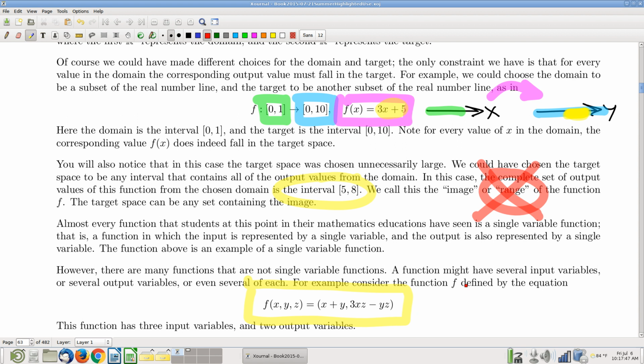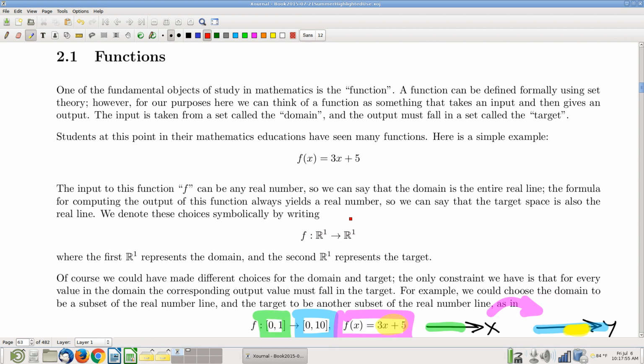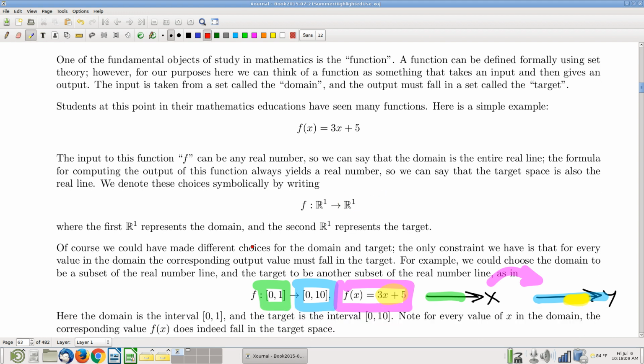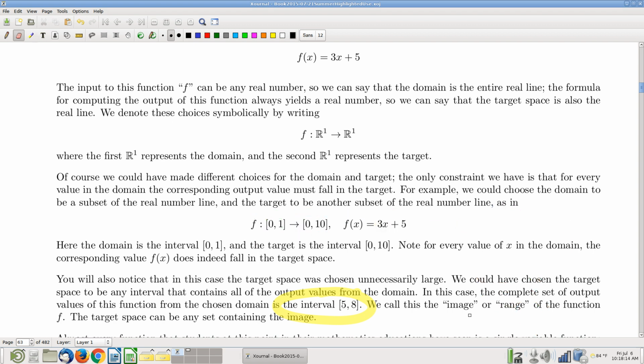Yeah. What's the point of the target if the real thing we're interested in is the image? Yeah, no, that's a great question. So let me see if this is where you're going with this question. Why should I ever talk about a target that's bigger than it needs to be? Why wouldn't I just throw away target and just always use image? Right? In an ideal world, yes. But in reality, I don't want to have to create for myself a math problem every time I just want to define a function.